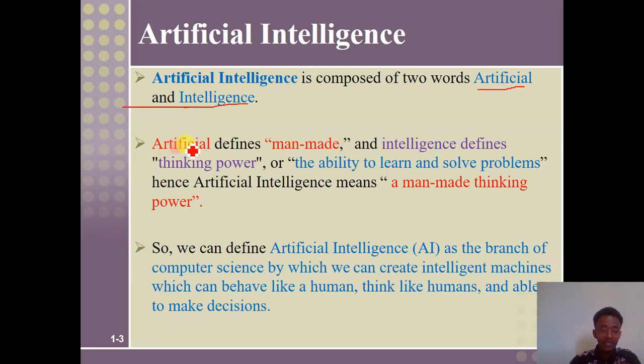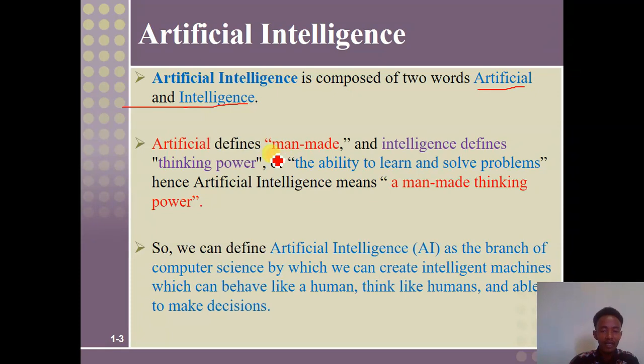So artificial means man-made, or we can say the things that are made by the hand of the human being. And intelligence defines the thinking power of the device that has been developed, or the ability to learn and solve problems.